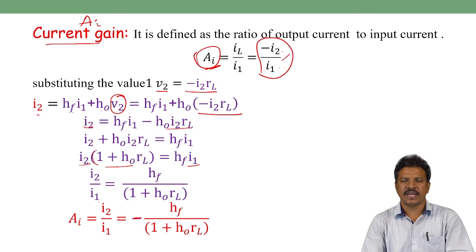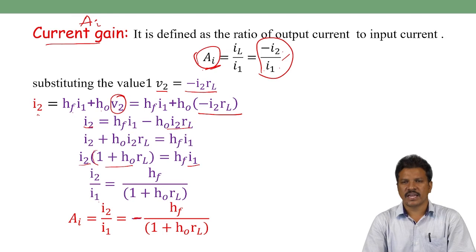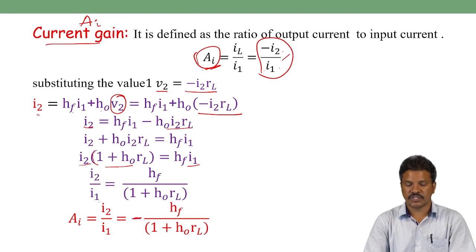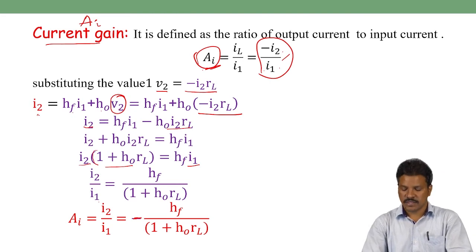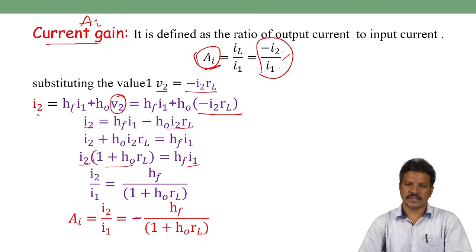So if you consider any amplifier, the current gain AI is the ratio of minus HF, the forward current gain of the H parameter model, divided by 1 plus H0, the output admittance, into small RL, which is the load resistor. So AI is minus HF by 1 plus H0 RL. That is called the current gain formula determined for a transistor amplifier by using the H parameter model.